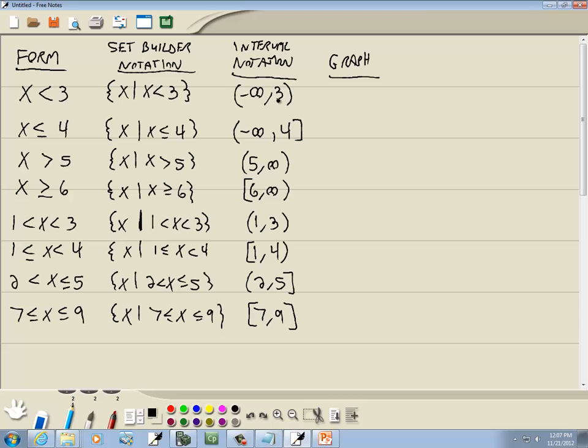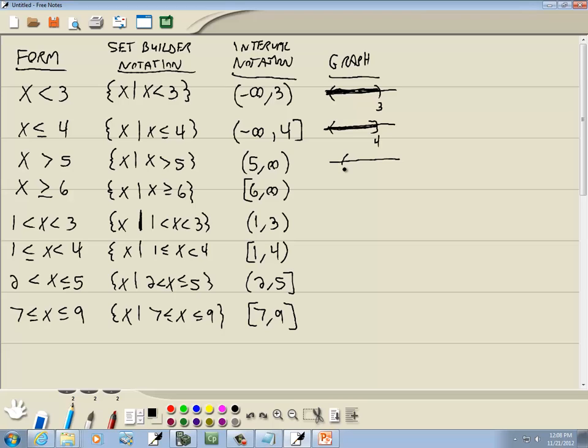Now, a graph is very easy if you got interval notation. Parentheses on a 3, parentheses on a 3. It's going to negative infinity, so I shade to negative infinity. This one, bracket on the 4, bracket on the 4, and it's pointing in the same direction even. It's going to negative infinity, so I shade to negative infinity.